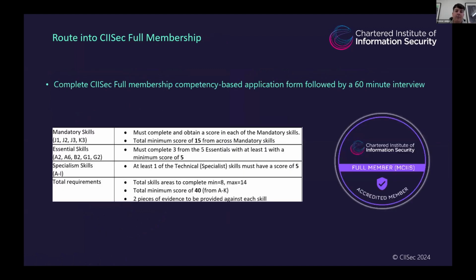So the route into full membership, similar sort of process as the associate application. It's worth mentioning the associate application is only a paper-based assessment. There's no interview for the SciSec associate membership, but for full membership, there would be a 60-minute interview.